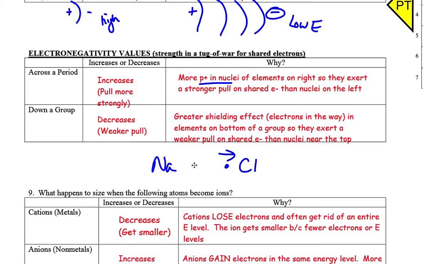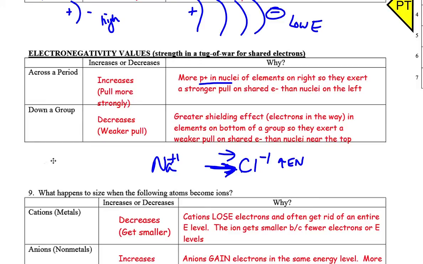So if they were sharing, and these two don't share because sodium's so weak, but if these two were to share, the chlorine would pull that electron towards itself, and unfortunately for sodium, it pulls it so much that it takes it right away from sodium. So sodium ends up with a +1 charge, and chlorine gets a -1 because that electron stays with the chlorine, because it has such a high electronegativity value.